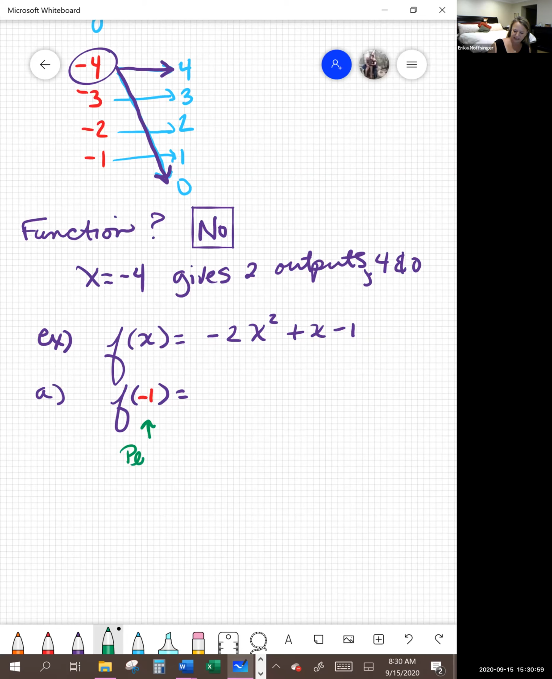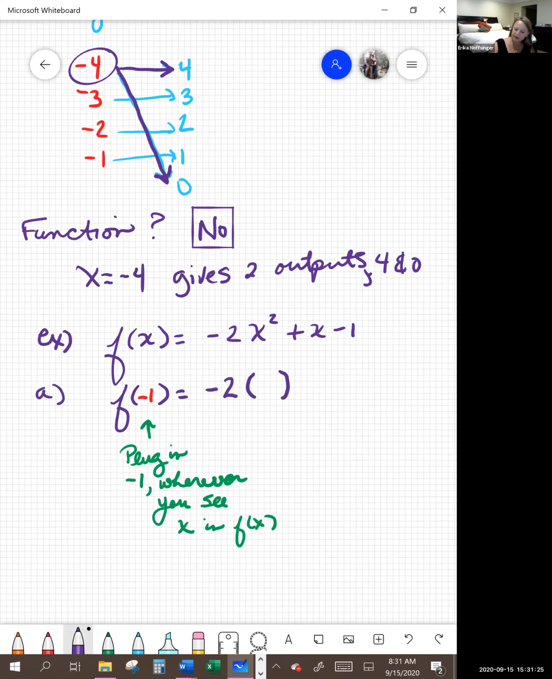So we're going to plug in -1 wherever we see an x. This is not saying I'm taking my function and multiplying by -1. It's saying I'm going in here, and wherever I see an x, I'm going to put parentheses. So I have a -2, parentheses, and then that parentheses is squared, plus I see an x, parentheses, and then -1. Let's put in -1, wherever we had written those parentheses, and use order of operations to simplify.